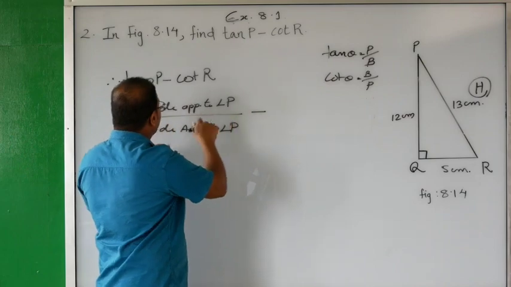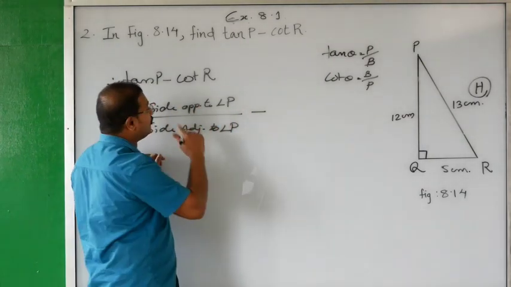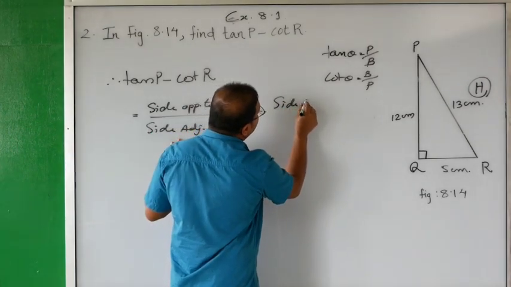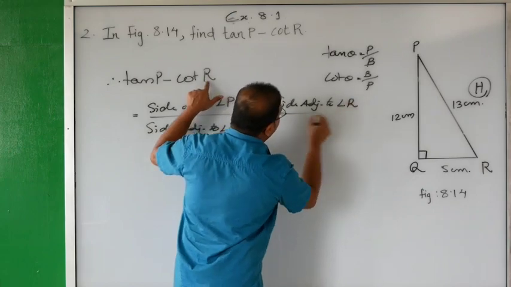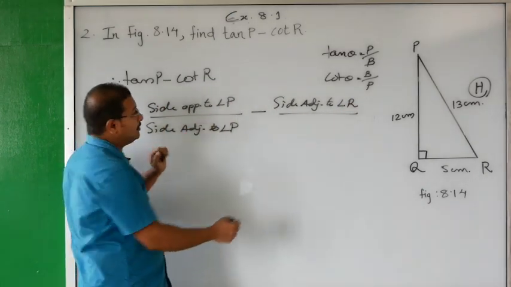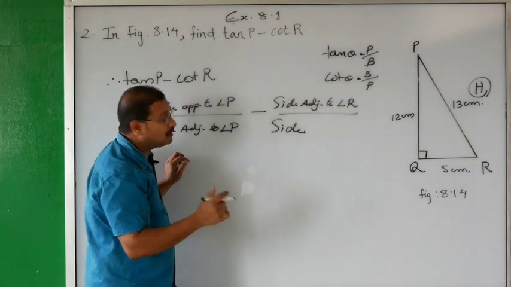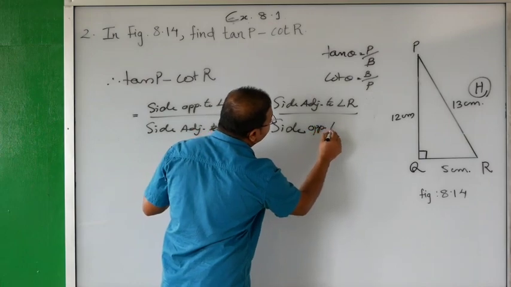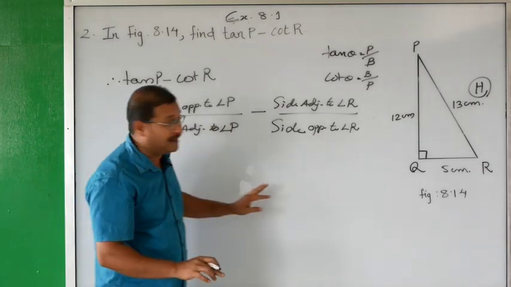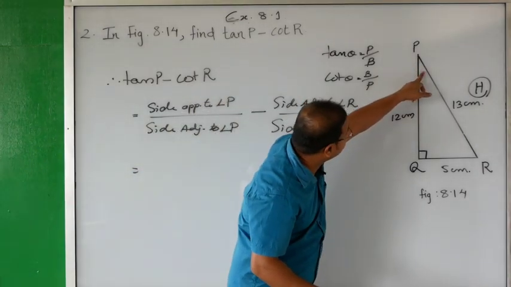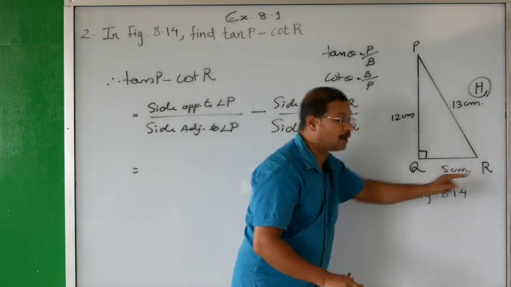Ready? So, now cot R. Cot R means base. Base means what will you write? Side adjacent to angle R. Be very careful, angle R. Before we got it, angle P, divided by the side perpendicular. Perpendicular means the side opposite to angle R. Let's see now. Side opposite to angle P. What is that? Yes, QR.